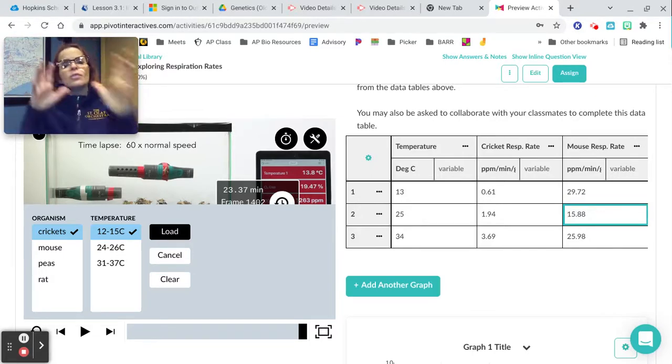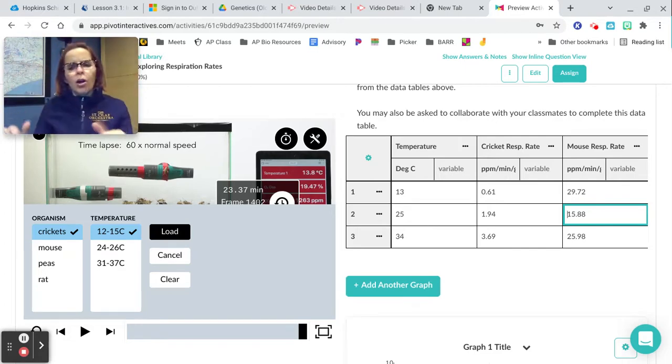Okay, so that explains why the rates overall are so much higher per gram than they are for the cricket. But then the question is, look, it's not linear. It's super high in the cold, it's lowest in the medium temperature, and then it's quite high in the warm. Why is that? Well, it turns out that the middle temperature is fairly close to body temperature for the mouse.